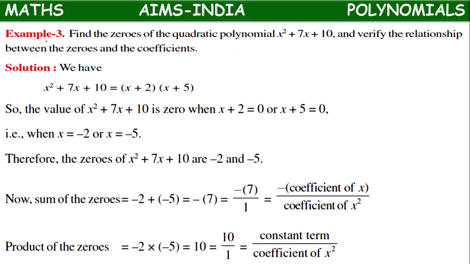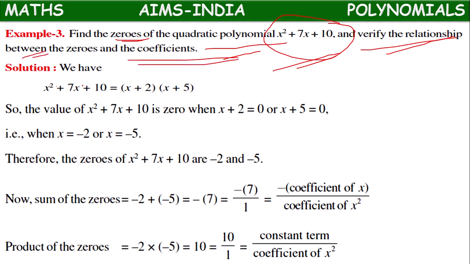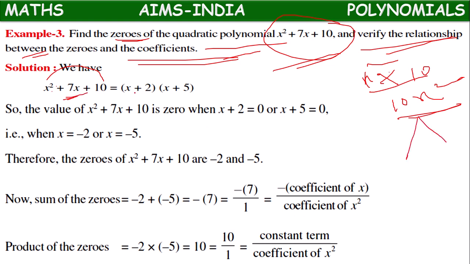Next, children. Example. Find the zeros of the quadratic polynomial x square plus 7x plus 10 and verify the relationship between the zeros and coefficients. So the product of a value 1 into c value 10: a value 1x square, c value 10, 10x square. The middle term 7x is to be divided into two terms whose product is equal to 10x square. So 7x we can write as 2x plus 5x, so that the sum is 7x and the product is 10x square.